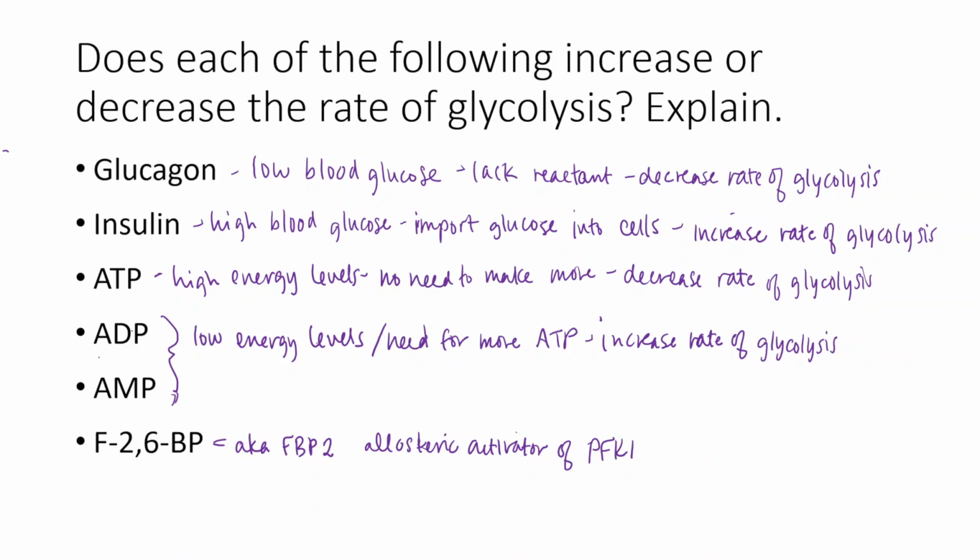We'll go more into detail about that in, I think, the next chapter, chapter 16. But for now, as a logical next step, which hormone would result in the production of F26BP or FBP2, glucagon or insulin? Insulin, yes. So activating PFK1, we're going to increase the rate of glycolysis, which we know is also the result of insulin signaling. So you make more FBP2 as a result of insulin signaling.